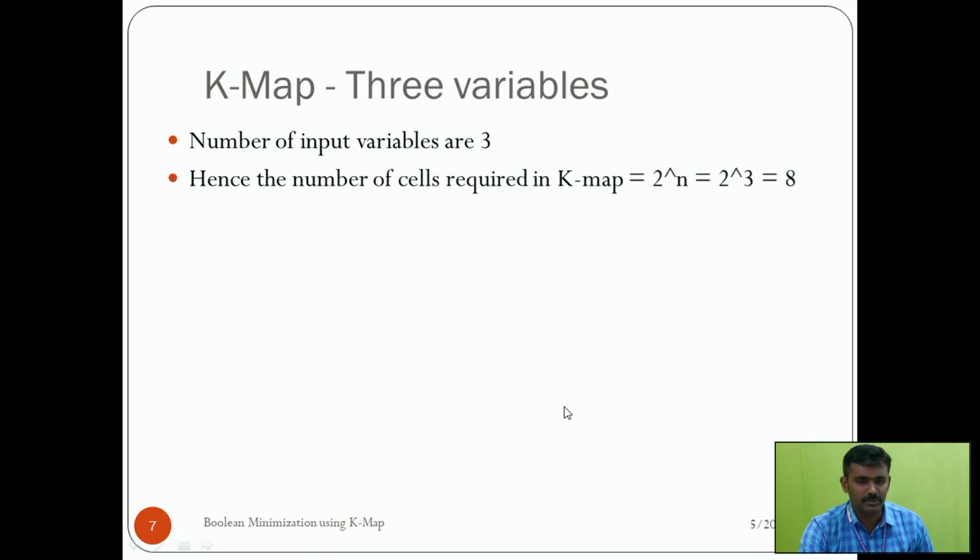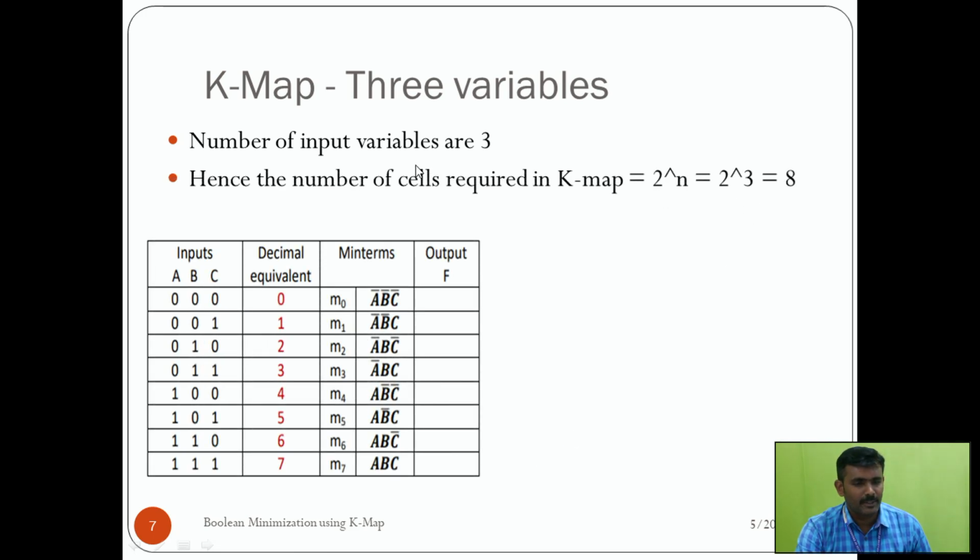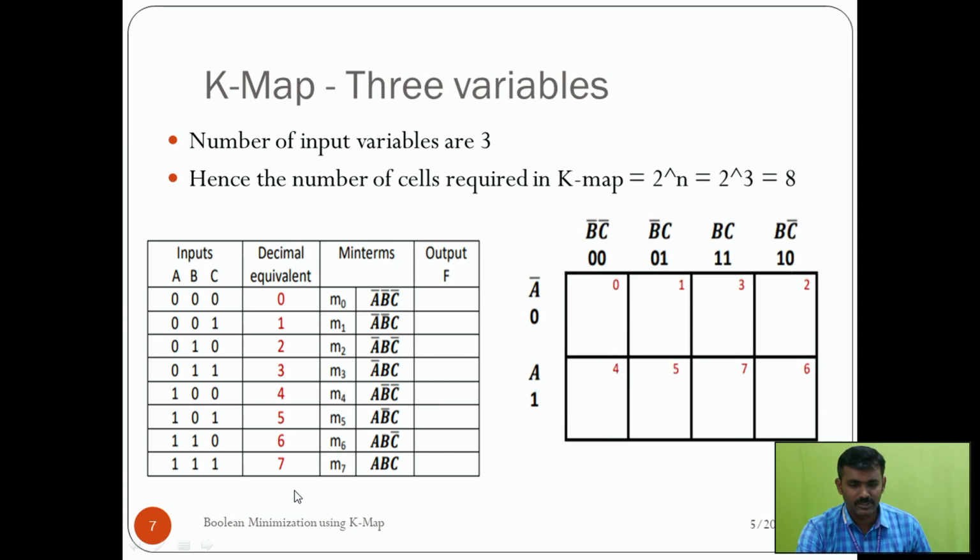Similarly, for 3 variables, see here there are 3 variables. Therefore the total cells required is 2 raised to the power of n. Therefore 2 raised to the power of 3 equal to 8. Therefore we will have 8 cells, from 0 to 7, which means minterm 0, minterm 1, minterm 2, minterm 3, 4, 5, 6, 7. So totally we have 8 cells. Okay, so the structure will be like this. So you see here 0, 1, 2, then 3.